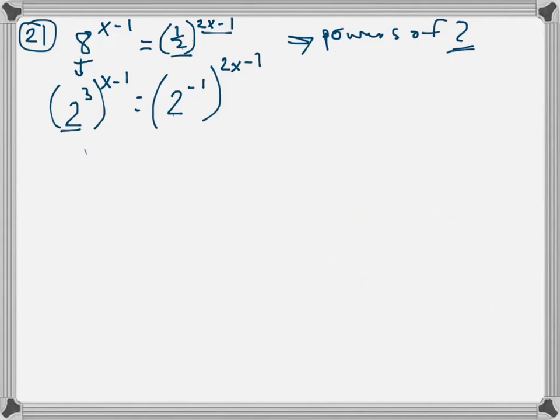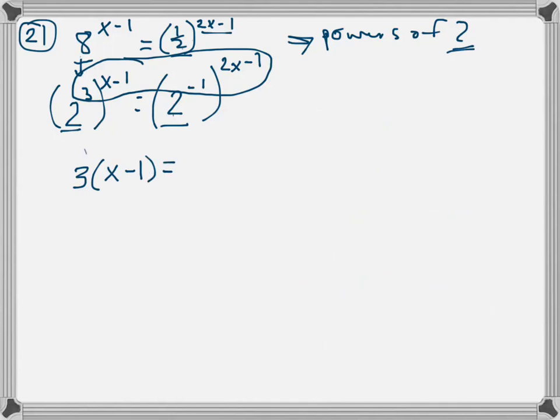Now, if the bases are the same, then the exponents have to be the same. So we're just going to write these exponents as being equal to each other. 3 times x minus 1 is equal to negative 1 times 2x minus 1?